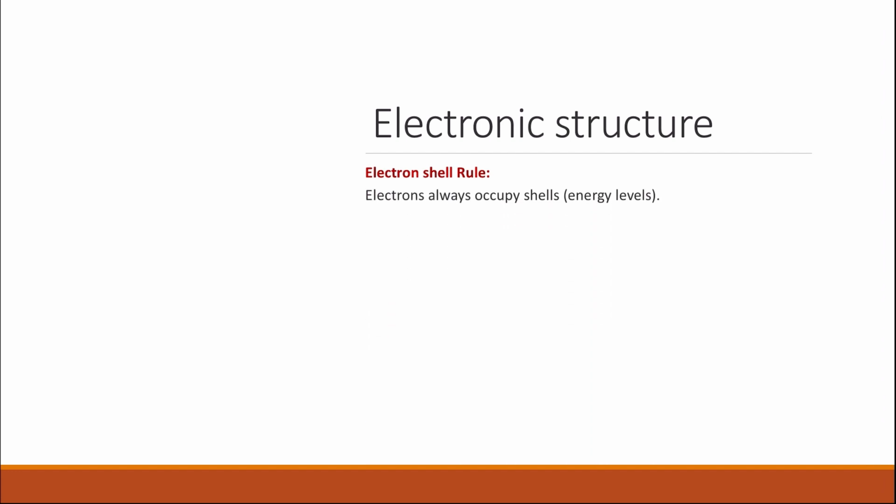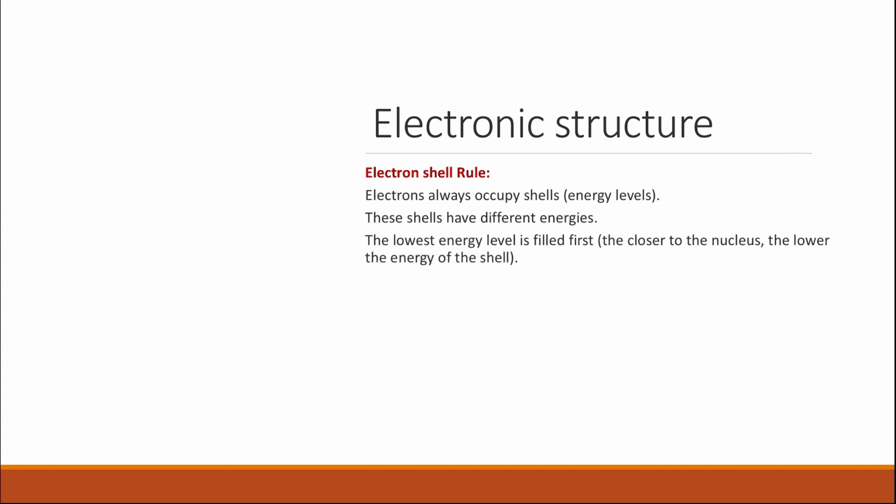So electrons always occupy shells. These shells are called energy levels because each shell has a certain amount of energy. They have different energies. The electron shells which are closer to the nucleus will have lower energy than the ones which are far from the nucleus. So as you go away from the nucleus, the energy of the electron shell will increase.